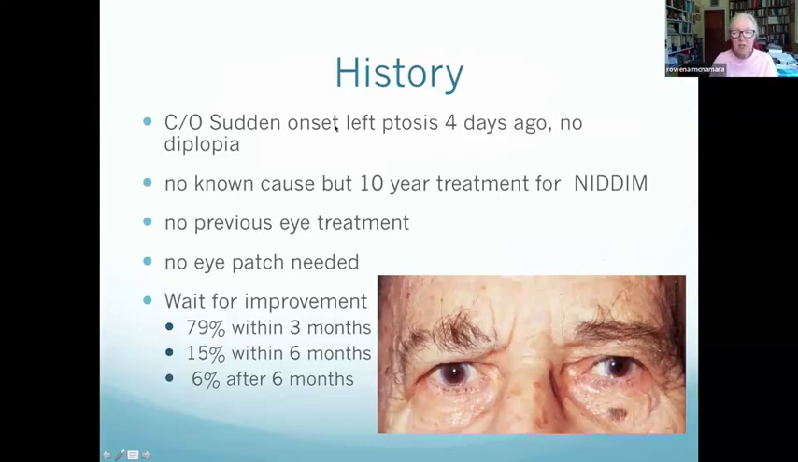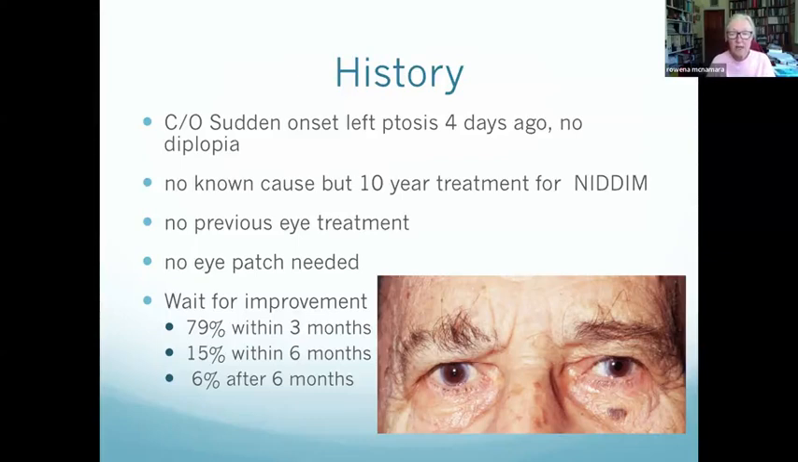So that particular gentleman had a history of a sudden onset of a left ptosis, and he came to the doctor, he came to the eye clinic within 4 days. He came to casualty, but he didn't have any double vision because the left lid was completely covering his left eye, so he didn't have any two eyes working in different directions because the lid was covering the image from the left eye. So it wasn't a symptom.